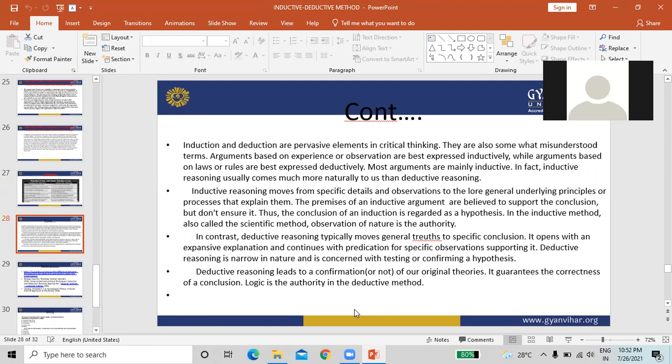In the inductive method, also called the scientific method, observation of nature is the authority. Inductive reasoning leads to confirmation or rejection of original theories, and argues the correctness of the conclusion. Logic is the authority in the deductive method.